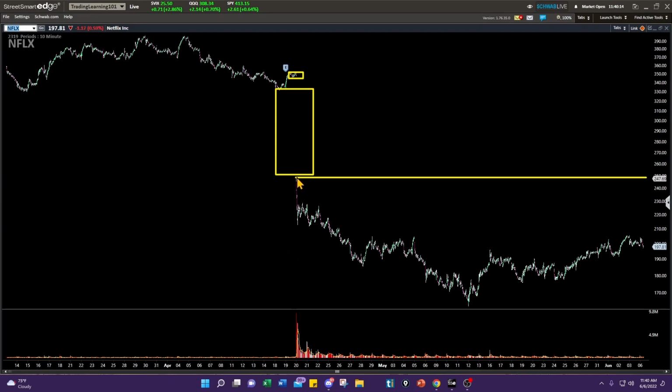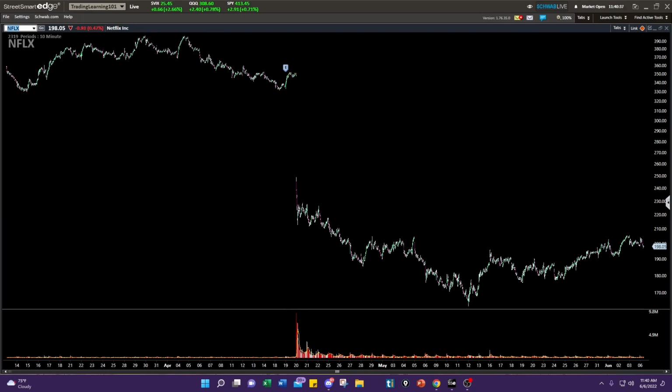We break up over 250. We have all this room to run right here, all the way up, back up to $320. So that's just about a $100 gap right there. That's potential that people see. So just something to throw in your back pocket, put in your playbook, are gaps and errors in charts.